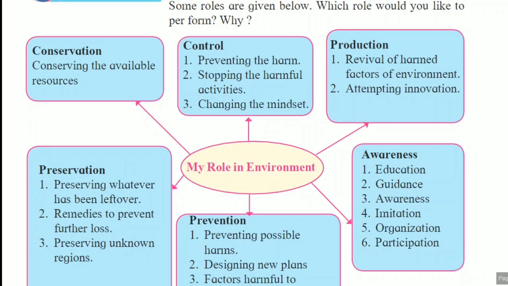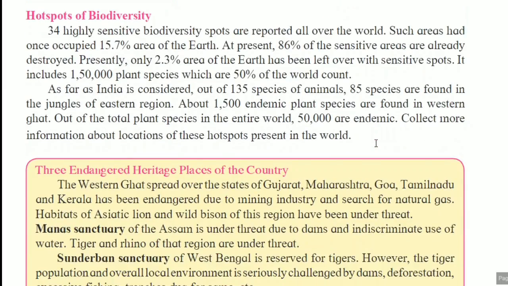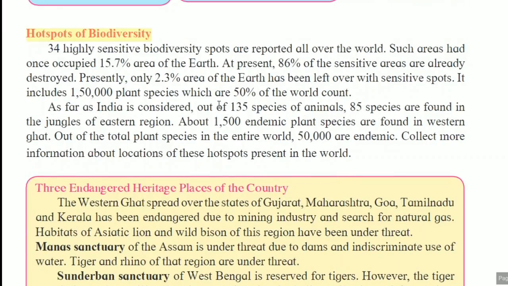This chart is also a very important one. It shows my role in the environment. So different steps are there, like conservation, control, production, awareness, prevention and preservation. These are the main steps through which we can play a very important role in the conservation of the environment. So the next point is the hotspots of biodiversity. What is the meaning of a biodiversity hotspot?